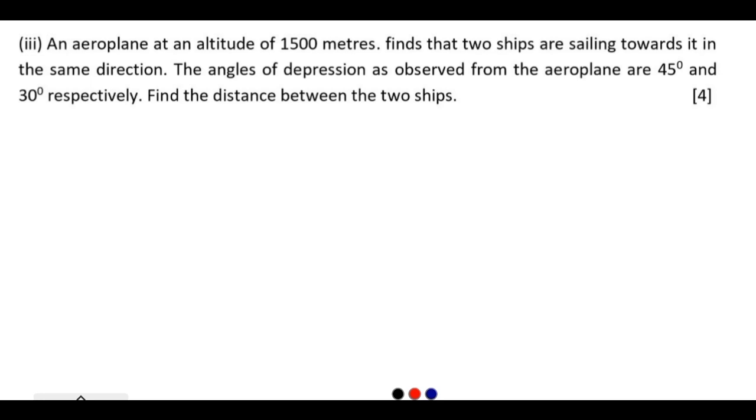Third part of this question. An aeroplane at an altitude of 1500 meters finds that two ships are sailing towards it in the same direction. The angles of depression as observed from the aeroplane are 45 degrees and 30 degrees respectively. Find the distance between the two ships. It is a height and distance question. First of all, draw it.